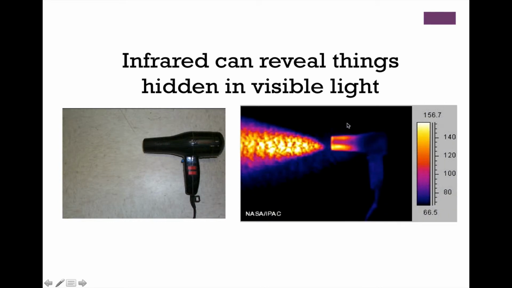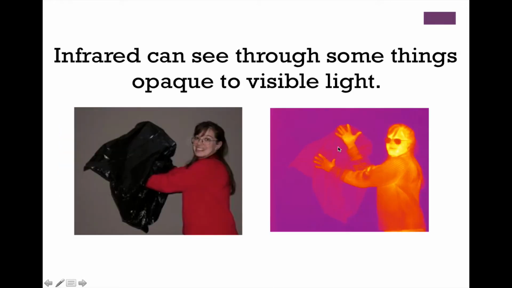That's what it looks like in the infrared. You can see the heating coils. I just love this picture. Infrared, it turns out, can see through some things that are totally opaque to visible light. This is me with a green garbage bag, like what you might put yard waste in, but in the infrared, you can see straight through it.